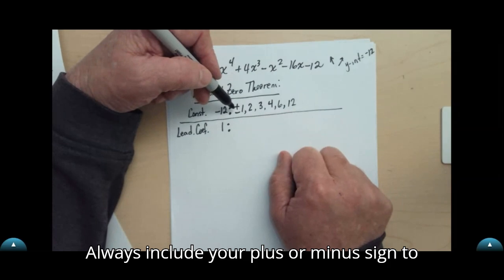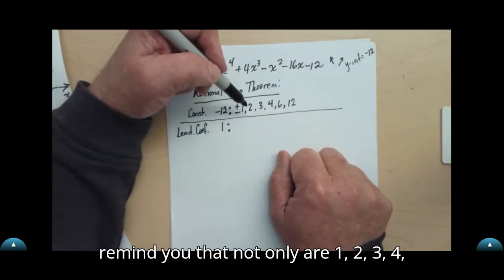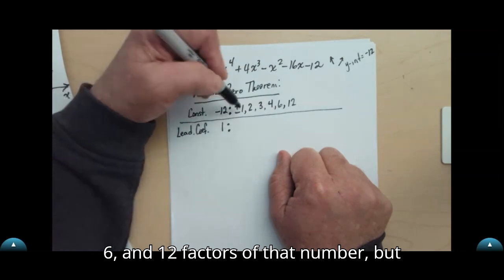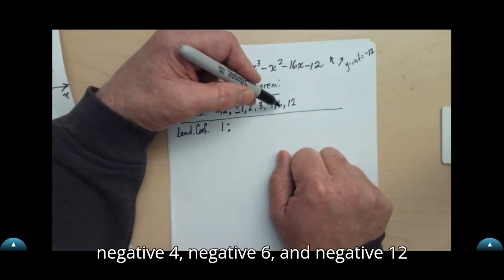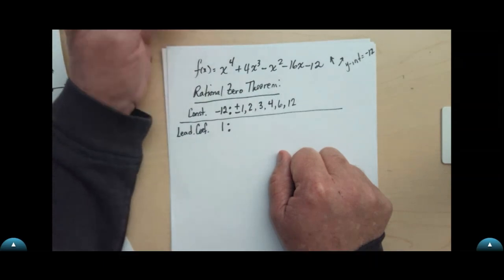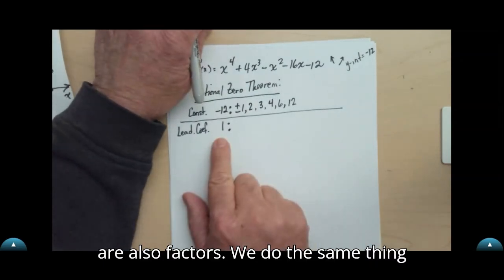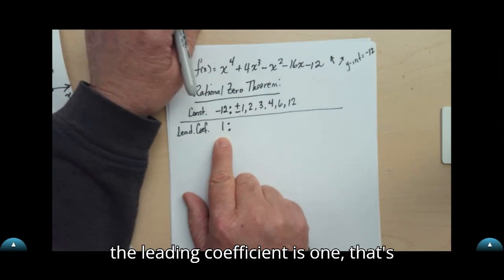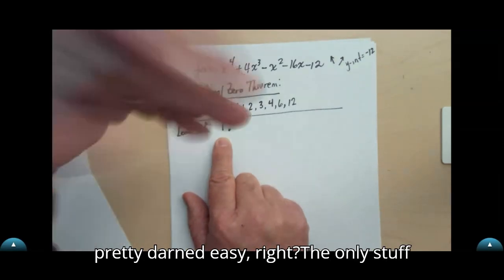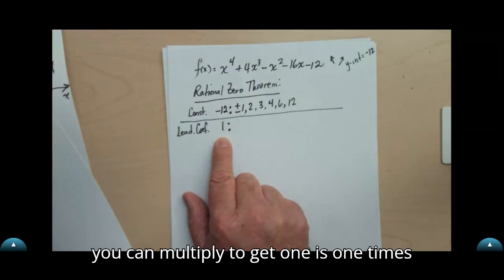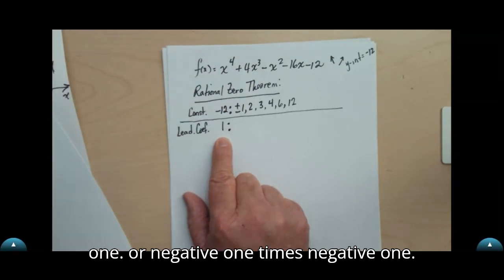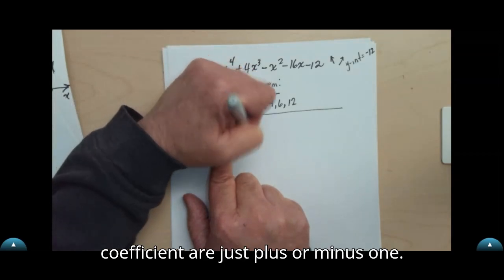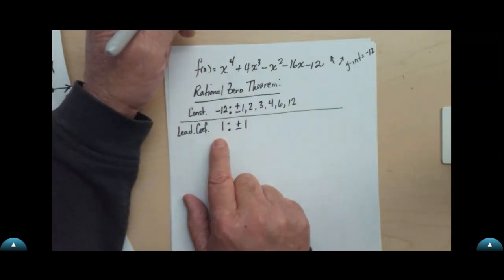Always include your plus or minus sign to remind you that not only are 1, 2, 3, 4, 6, and 12 factors of that number, but -1, -2, -3, -4, -6, and -12 are also factors. We do the same thing for our leading coefficient. Now, when the leading coefficient is 1, that's pretty darned easy, right? The only stuff you can multiply to get 1 is 1 times 1, or -1 times -1. So the only factors of our leading coefficient are just plus or minus 1.